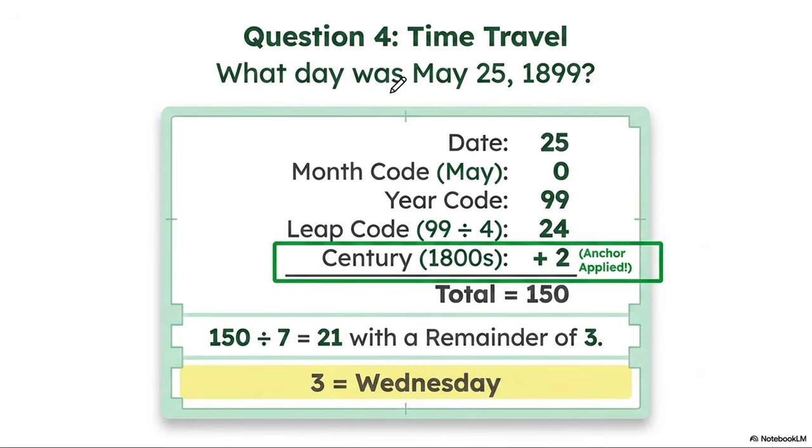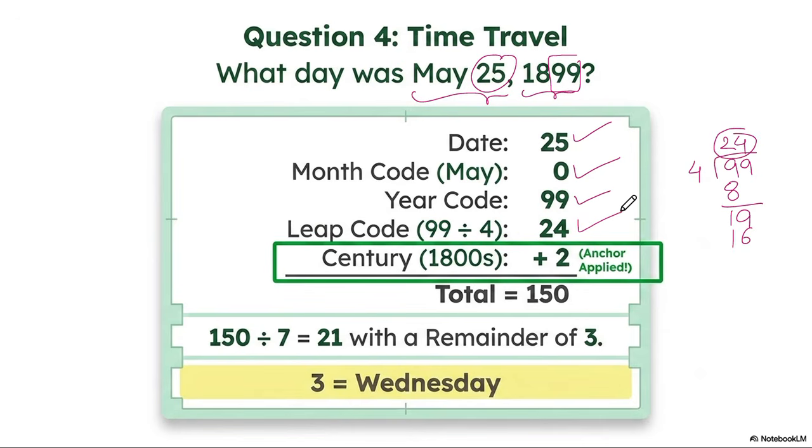We have to calculate the day of May 25, 1899. So the day is 25. Now the month code: for May, the month code is 0. Year code, the last two digits are 99, so our year code is 99. Then for the leap code, we divide 99 by 4. 4 twos are 8, 1 will remain, so 19. Then 4 fours are 16, so the quotient will be 24. So the leap code is 24. And this is actually the 18th century, so we have to add plus 2 for the 18th century.